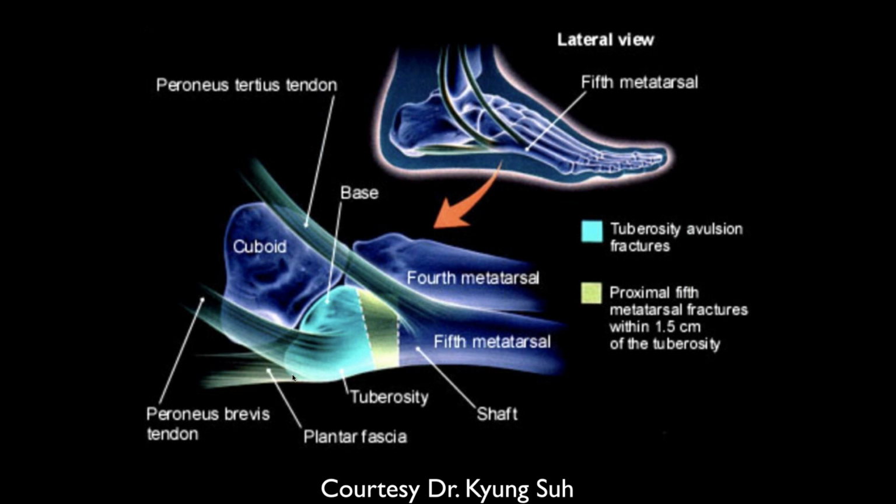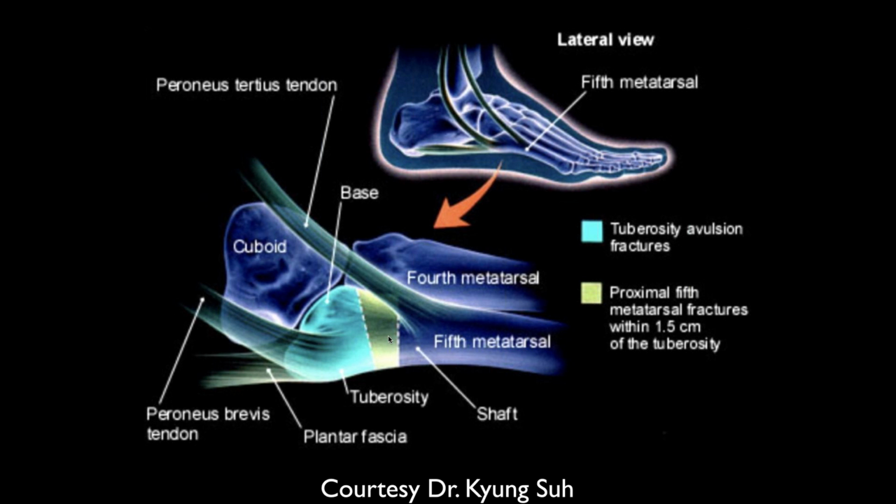The plantar fascia also attaches to this area as well. And so there are kind of three areas at the base of the fifth metatarsal. There's the shaft itself, then there's an area in between here around the neck, and then the tuberosity over here, which can be fractured. Fractures in this location are generally avulsion fractures from the peroneus brevis tendon.